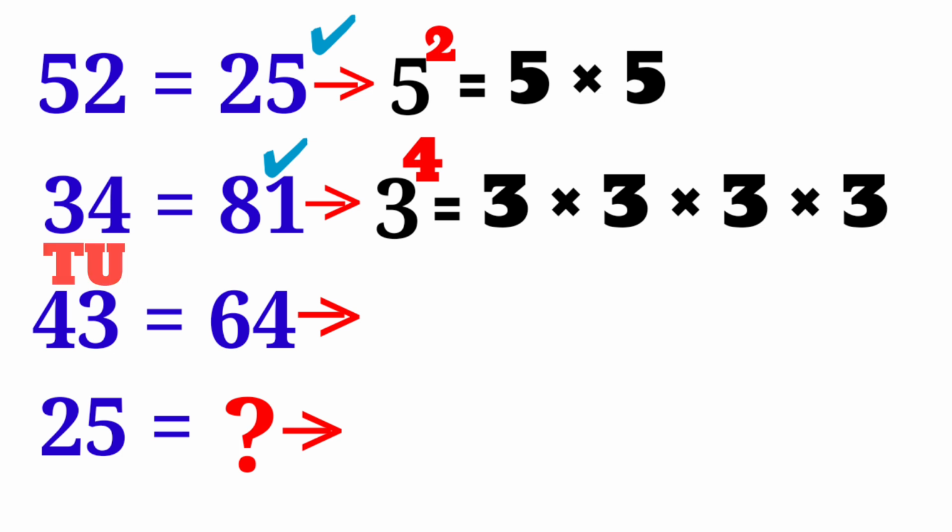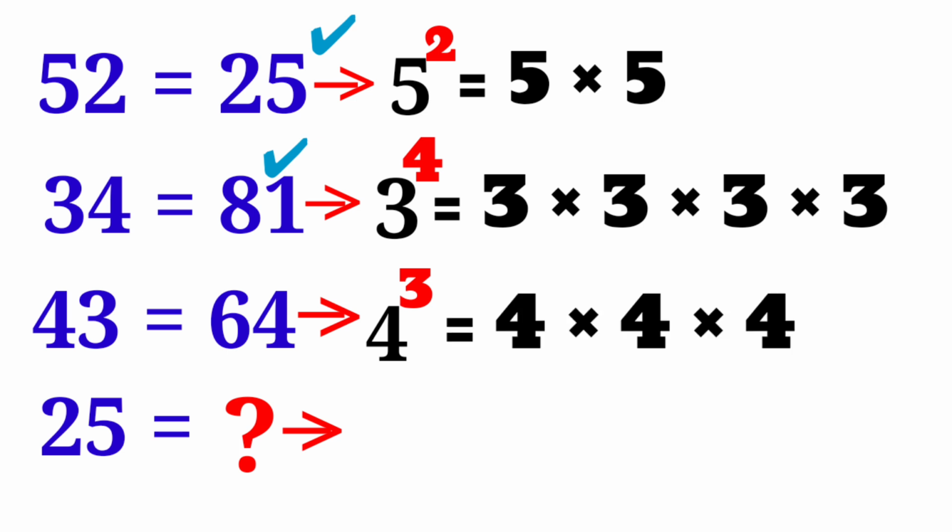Number 43, 3 is the unit place digit used as a power of 4. 4 raised to the power of 3. Multiplication of 4, 3 times. 4 times 4 times 4 is equal to 64.